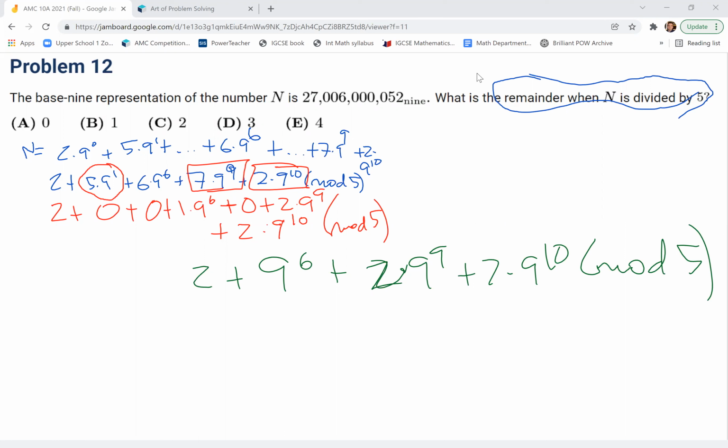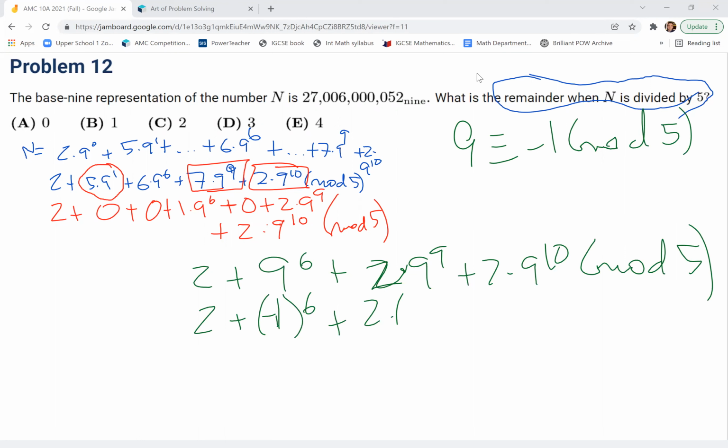Now, remember how I said earlier that 9 is congruent to -1 mod 5, right? It's 1 less than a multiple of 5. So that means we can rewrite this as 2 plus -1 to the 6 plus 2 times -1 to the 9 plus 2 times -1 to the 10 mod 5, right? And again, I'm not going to prove that now, but if you're interested to see a proof, I'm sure you could find one pretty easily online, or just let me know that you would like me to explain where that comes from.